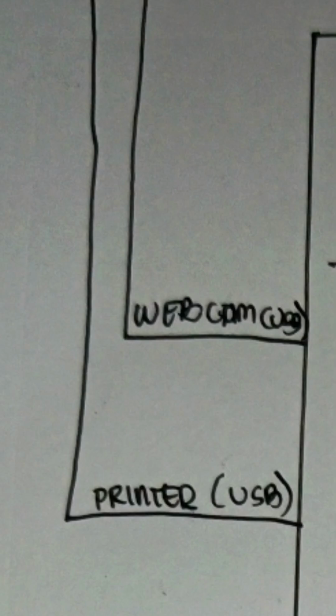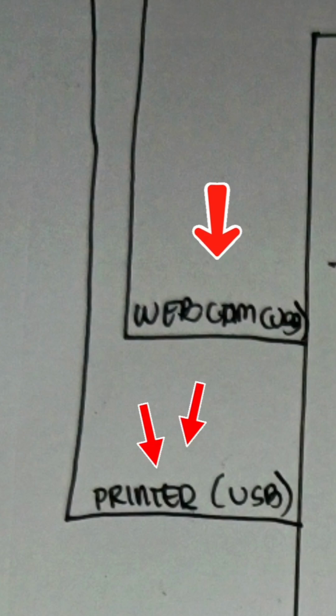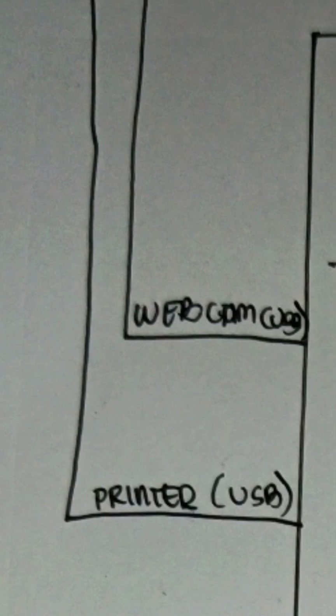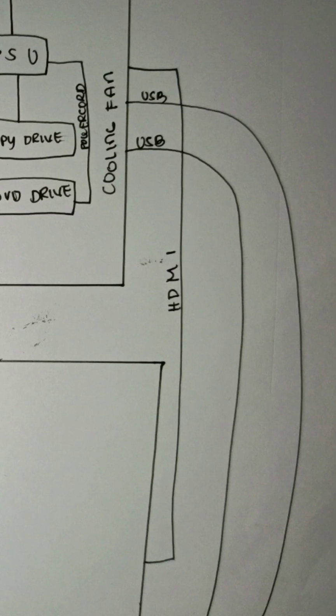Then we have the external devices outside the system unit. I showed the peripherals, webcam and printer. Both connect using a USB cable. This allows input and output functions, video capture and printing. Then we have a monitor. It is connected using an HDMI cable. This cable sends video signals from the computer to the screen so you can see what's happening inside the system.